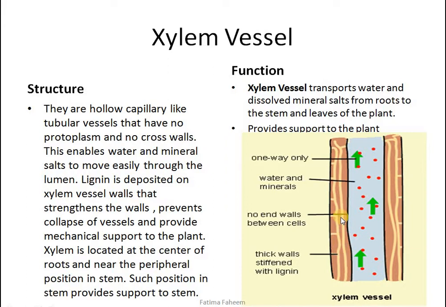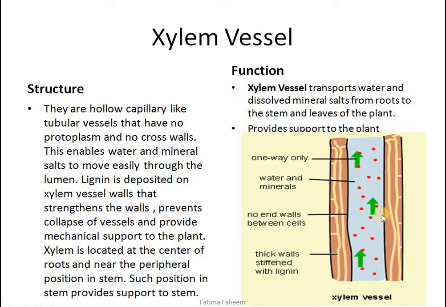So what we saw were the structural adaptations of xylem vessel: that they have no cross walls or cross slits. They do not have protoplasm, meaning no nucleus, no cytoplasm, no cell membrane. And what's the last structural adaptation? That it has lignin, a strengthening material on the cell walls, which prevents the collapse of the vessel and provides mechanical support to the plant.